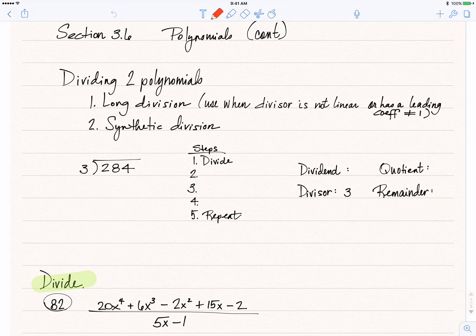Hey folks, welcome to section 3.6. Today we're going to talk about dividing two polynomials using long division.